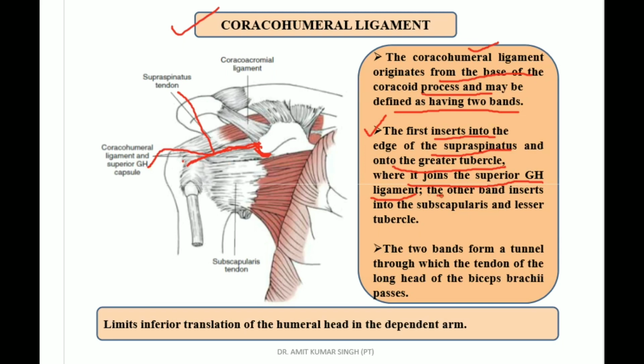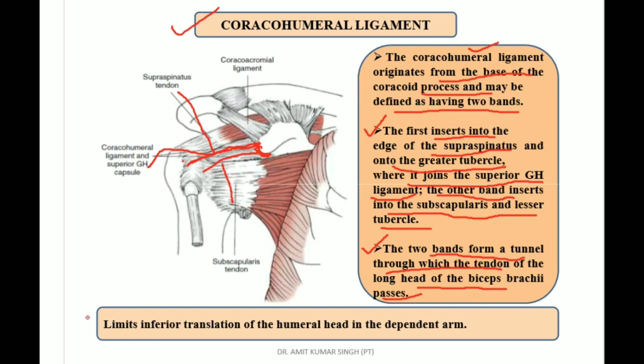The other band inserts into the subscapularis and lesser tubercle. So another band again starts from the coracoid and inserts on the lesser tubercle, and it is in contact with the subscapularis muscle. The two bands form a tunnel underpass through which the tendon of the long head of biceps brachii passes.